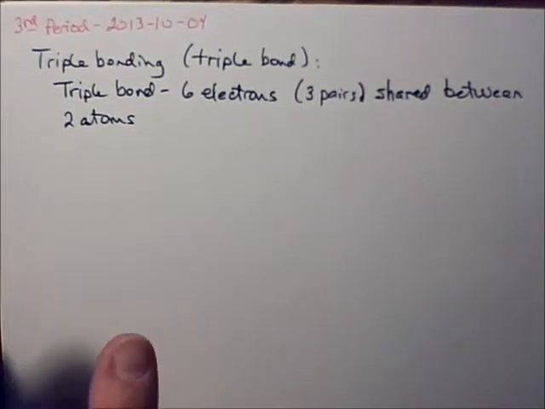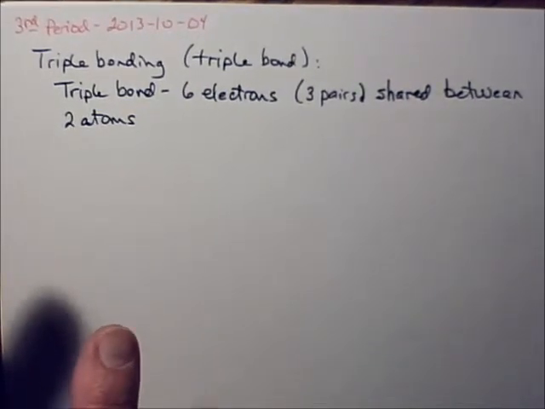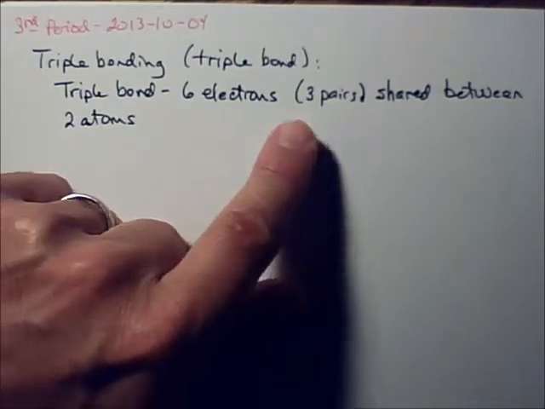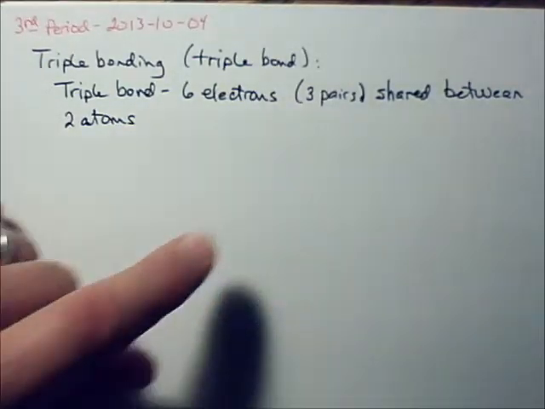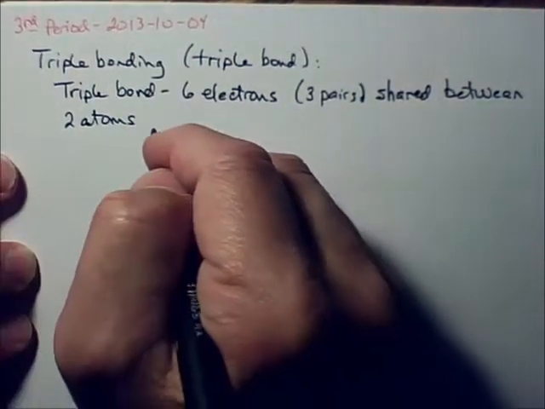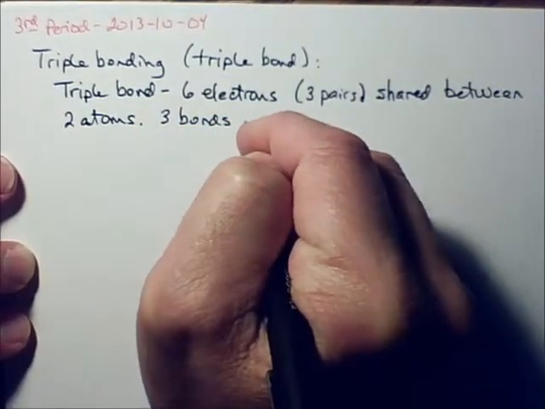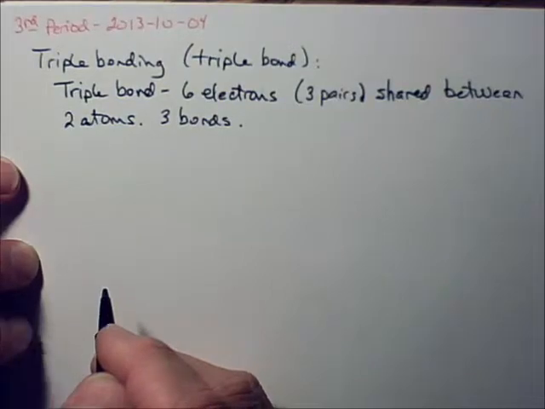Okay? So for a triple bond, we actually have 3 separate bonds between 2 atoms for a total of 6 electrons. 3 pairs, 3 bonds shared between 2 atoms. Okay?